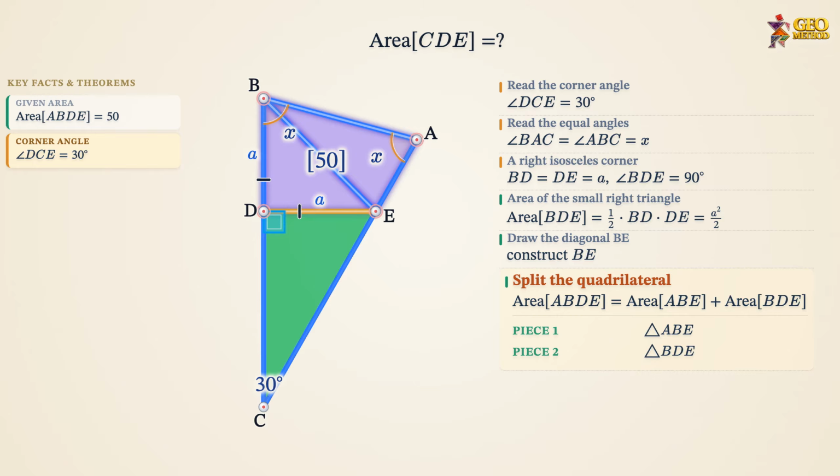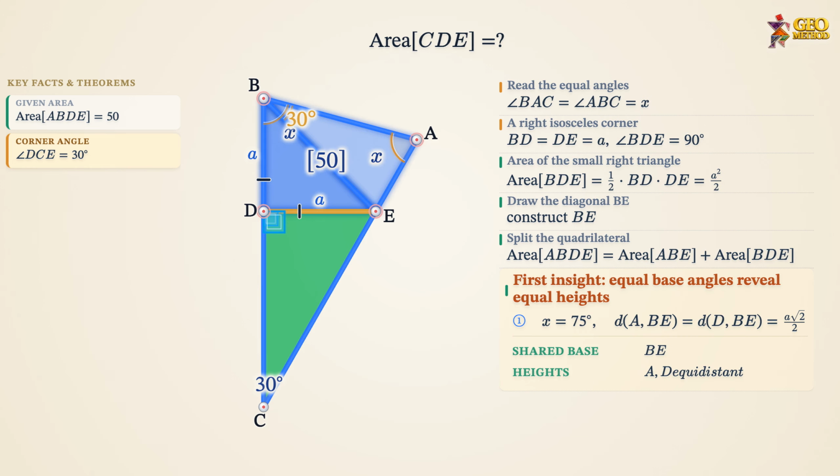The diagonal BE cuts quadrilateral ABDE into triangle ABE and triangle BDE. So the quadrilateral's area is simply the sum of these two triangle areas. Now, use the source angles in the large triangle. Since x plus 30 degrees is 180 degrees minus x, x is 75 degrees. Right isosceles triangle BDE gives angle DBE equal to 45 degrees. So angle ABE is 75 minus 45, or 30 degrees.